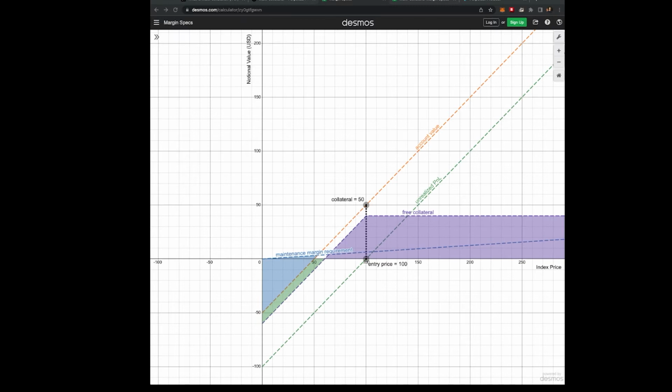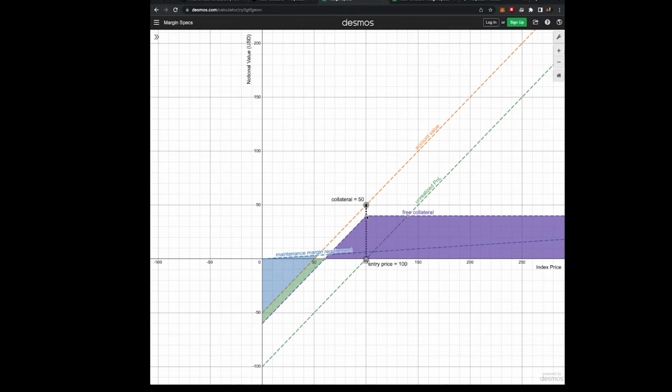The chart here shows an example of how margin works when only USDC is deposited. Assume you open a long position of 1 ETH at an entry price of $100 and you have 50 USDC as collateral. The free collateral after opening the position is $40 since only $10 of the balance is needed as margin to achieve a buying power of $100.